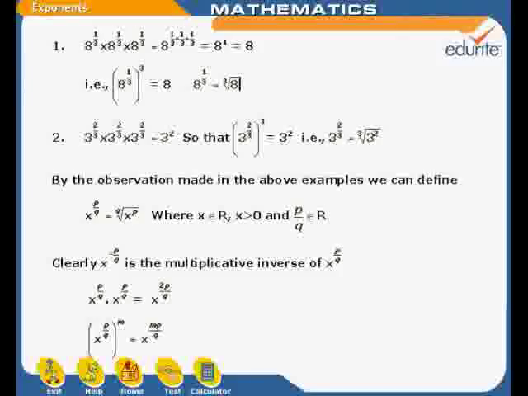x raised to the power p upon q into x raised to the power p upon q is equal to x raised to the power 2p upon q. x raised to the power p upon q whole raised to the power m is equal to x raised to the power mp upon q.